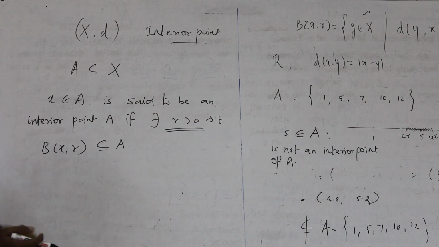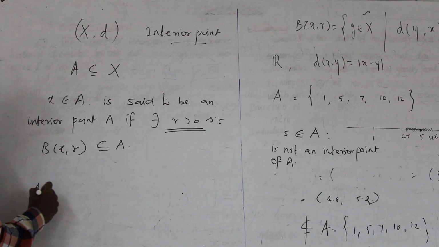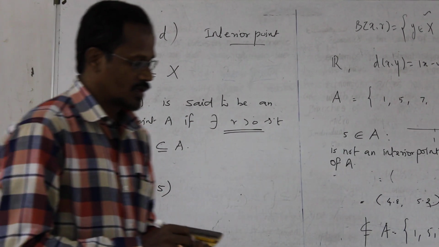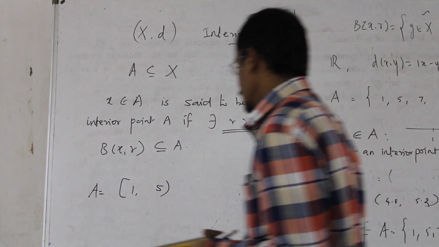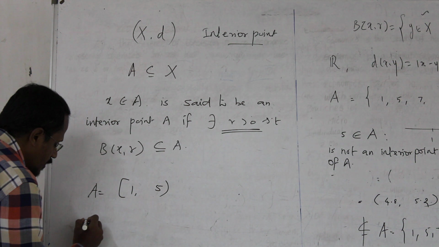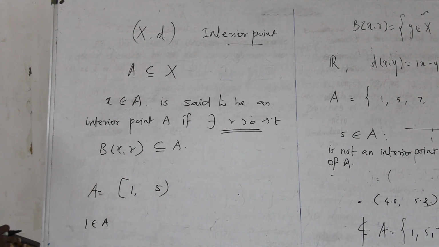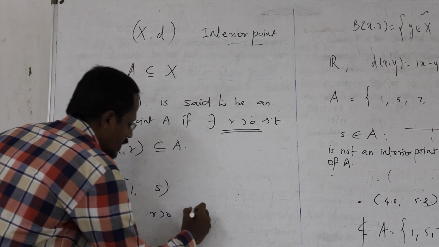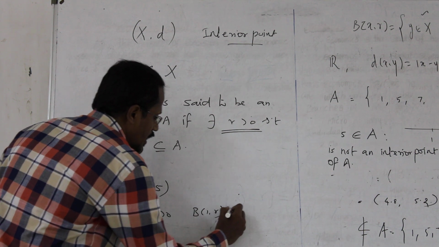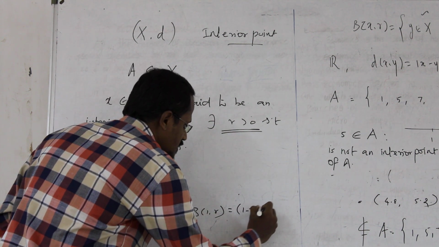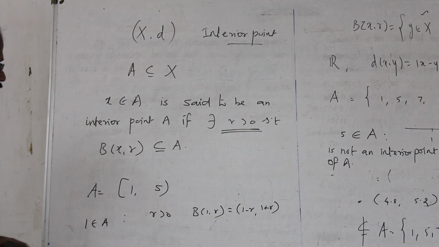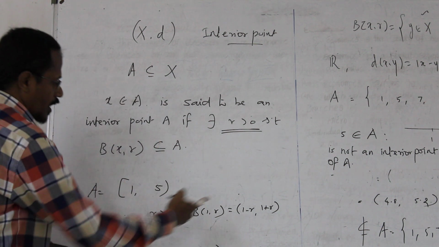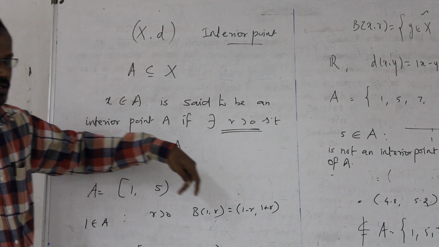Next, instead of A as this finite set of points, take the interval, left-closed interval 1 comma 5, and take the point 1, which belongs to A. Similarly, for any positive r, the ball with center 1 and radius r is precisely the interval 1 minus r comma 1 plus r. We know this. So here we have the set 1 to 5 and the open ball centered at 1 with radius r.